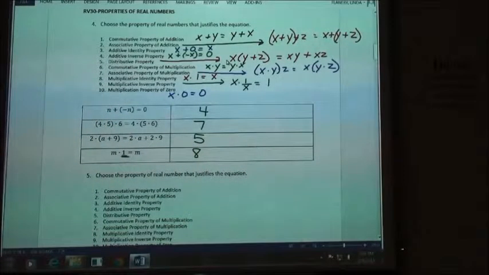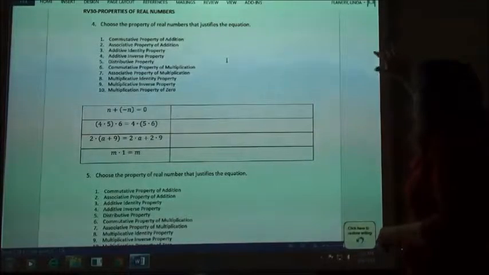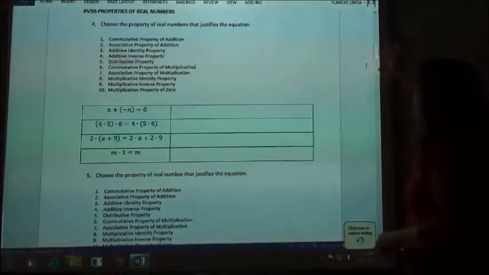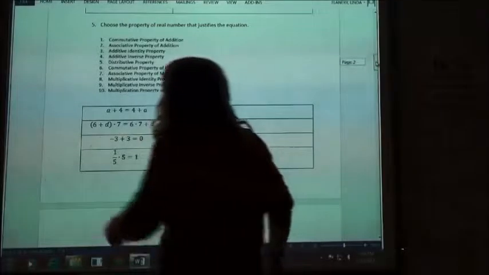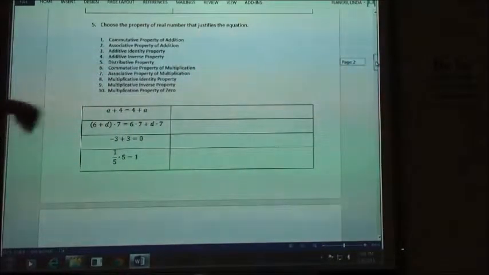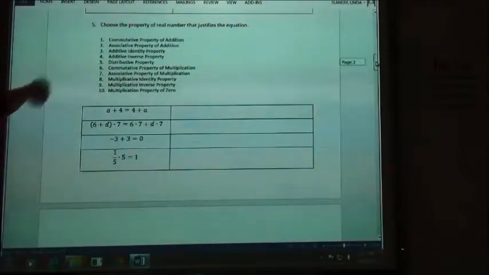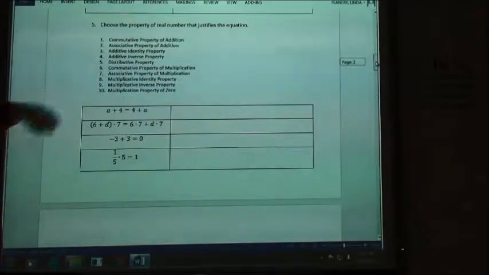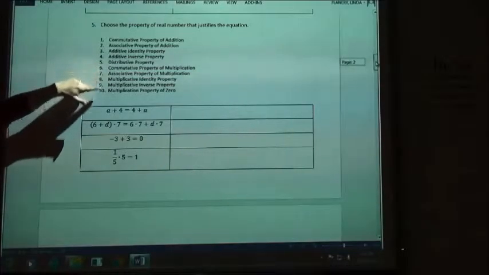Number 8. If you don't have all those written down yet, pause the video. I'm going to move down to the next problem. Number 5 then. Commutative property of addition, associative property of addition, additive identity, additive inverse. Those are my adding properties. The distributive property has both adding and multiplying, and then 6 through 10, my multiplying properties.